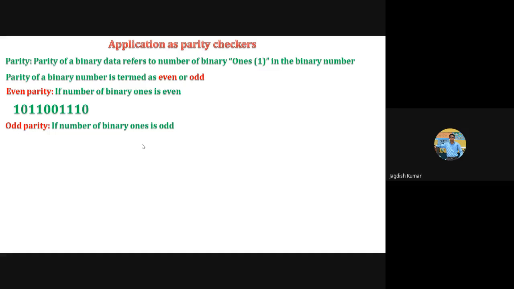Similarly, odd parity means if the number of binary bits being 1 is odd, then we call the parity of that binary data odd. For example, this number. Now you can count how many ones are there. 1, 2, 3, 4, 5, 6, 7. So there are total 7 ones or 7 highs. We will call the parity of this particular binary number odd. So there are only two options for parity of a number. Either it is even or it is odd.